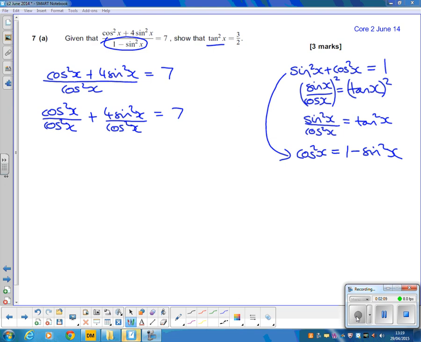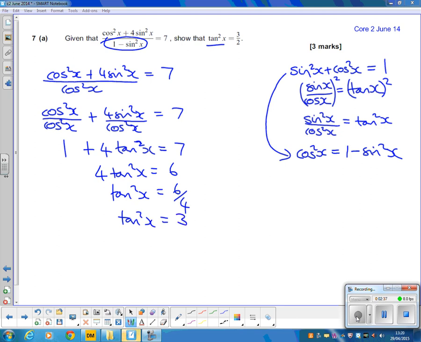But what happens now is we've got something lovely in that we've got cos squared x over cos squared x, which is 1. And then I've got sine squared x over cos squared x, which we know is tan squared x, and that equals 7. And I'm almost there. 4 tan squared x is 6. Tan squared x is 6 over 4. And if you simplify 6 over 4, you get 3 over 2, which was what was required.